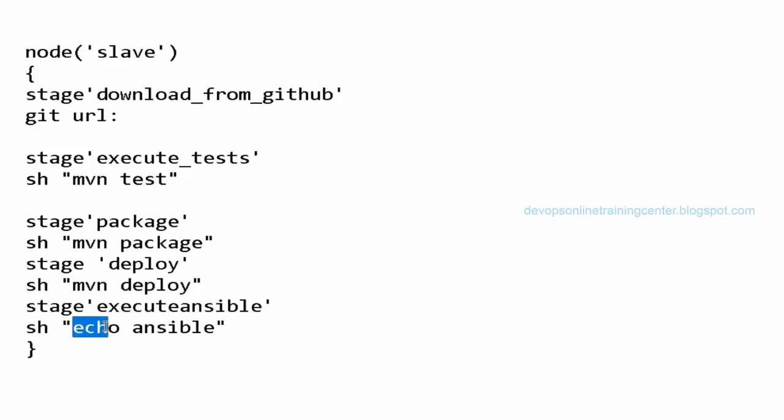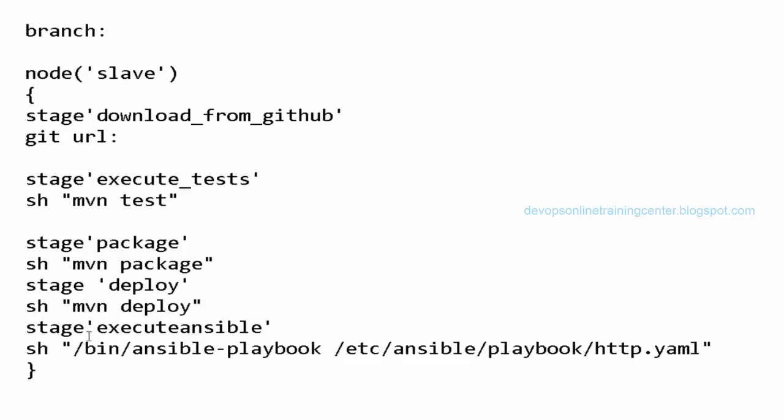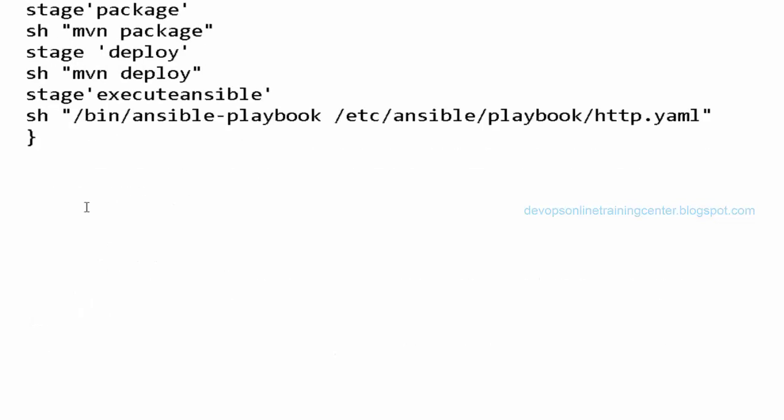And execute Ansible. So let us say here, I'm giving echo Ansible. Here I need to give something like bin ansible-playbook, right? Then the full path of the playbook. So this entire thing gets executed, but this is for only a particular branch. So if you have multiple branches, I need to have multiple pipelines, right? So freestyle job, Maven project, pipeline, and then we have something called multi-branch pipeline.